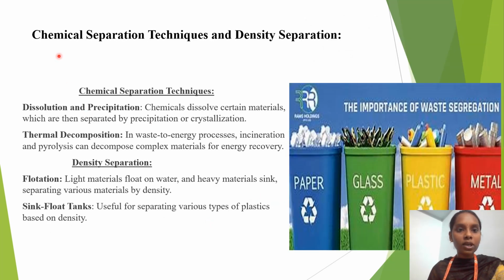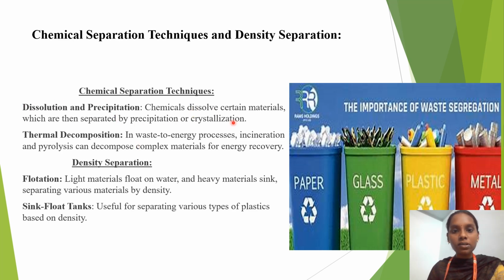Next, coming to chemical separation techniques and density separation. What is meant by waste segregation here is that one dustbin is used for paper, one for glass, one for plastic, and one for metal. Next, coming to chemical separation techniques. There are two types: dissolution and precipitation, and thermal decomposition.